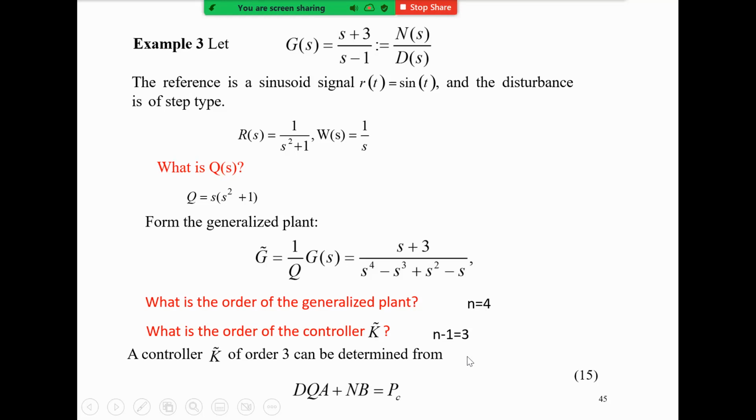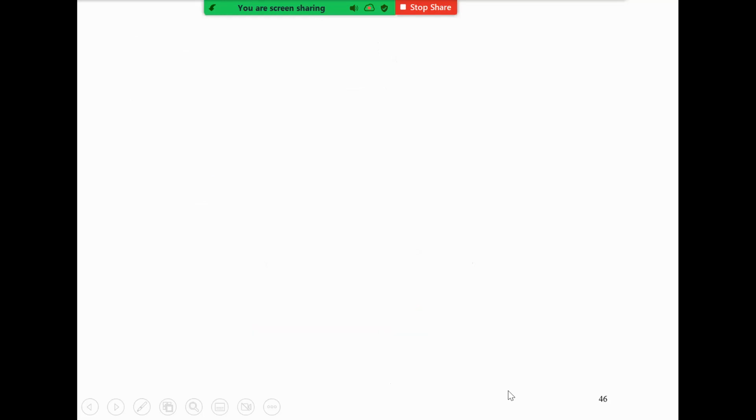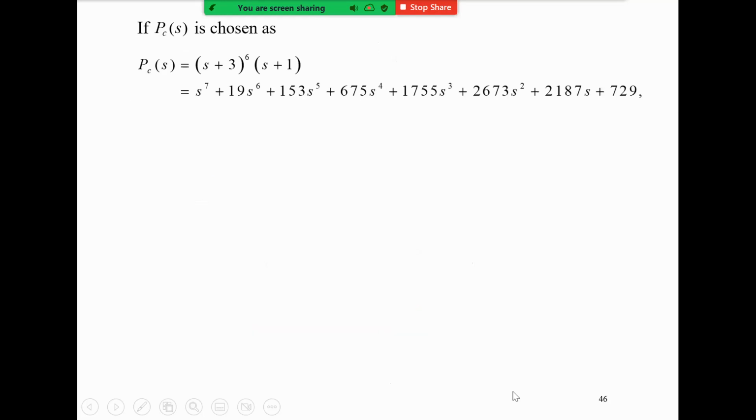Therefore, the desired polynomial should be of order 7. With order of 7, you need to design 7 poles. In this case, we design those poles. We say the dominant pole is -1. Those -3 are far away from -1. But remember, you can design some other numbers.